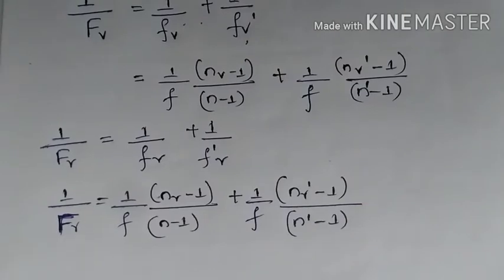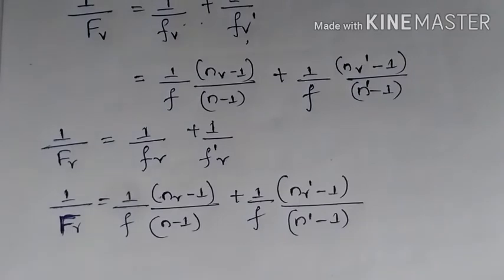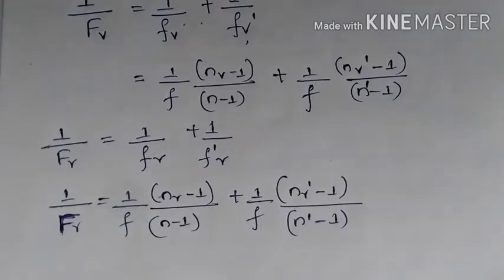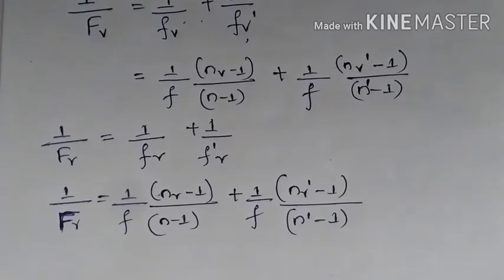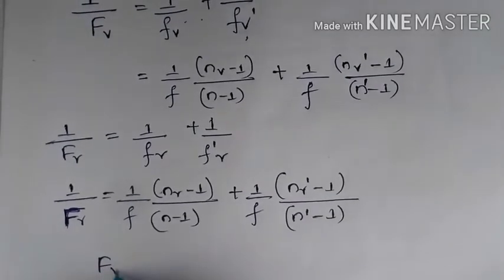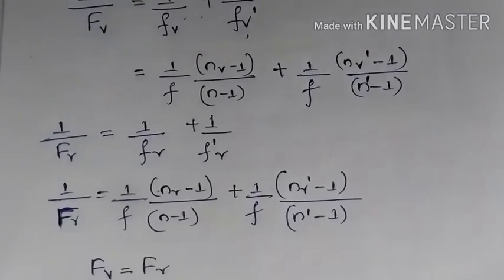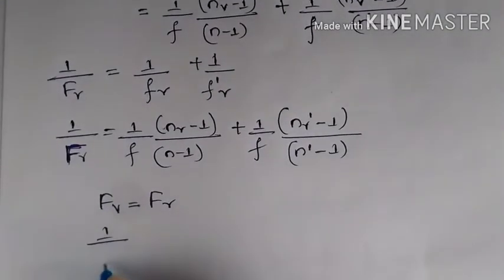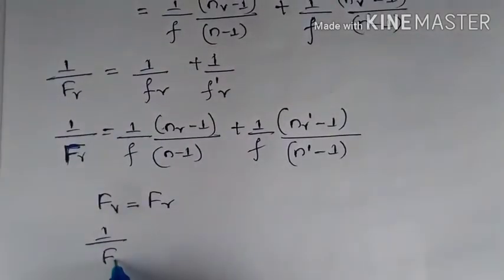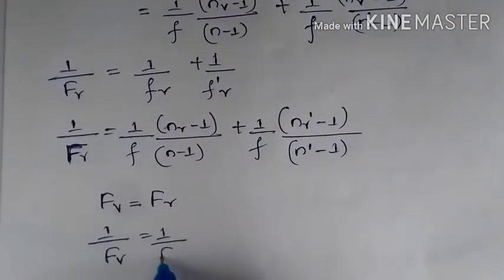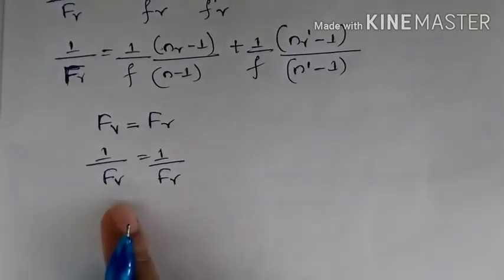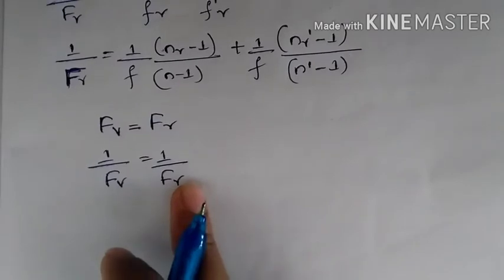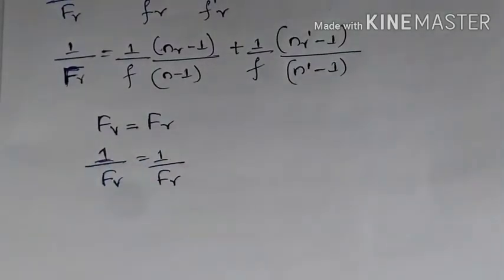So you got what is 1 by F V and what is 1 by F R. So for an achromatic combination of two lenses, the image will be formed at the same point. So that means F V should be equal to F R, or in our case, 1 by F V should be equal to 1 by F R. Now substitute all the values that we wrote for 1 by F V and 1 by F R.